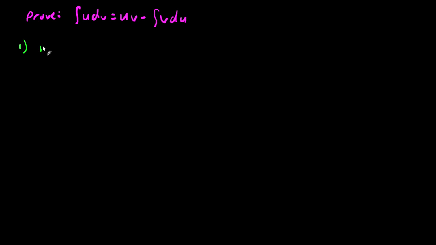First, recall that the derivative, d/dx, of u times v is going to be v times the derivative of u plus u times the derivative of v. That's the product rule.